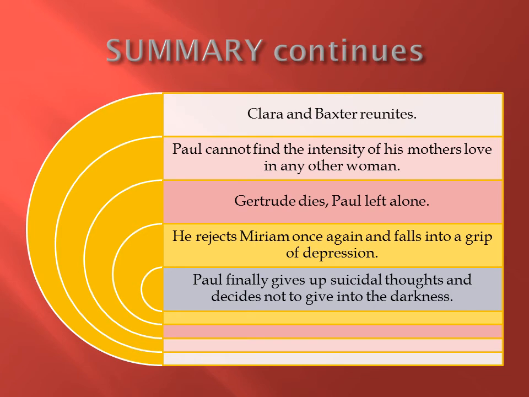The real problem with Paul is that Paul cannot find the intensity of his mother's love in any other woman. He feels his mother's love is very intimate and no other woman is loving him so passionately, so intensely as his mother does. Then Gertrude dies and Paul is left all alone.